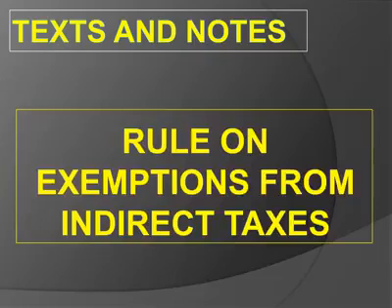So, what is the rule on exemptions from indirect taxes? The issue we're going to talk about here is the instance where there is a party who is exempt from the payment of taxes. He bought goods from another party. This other party is not subject to exemption, but this other party paid taxes as a result of the sale.